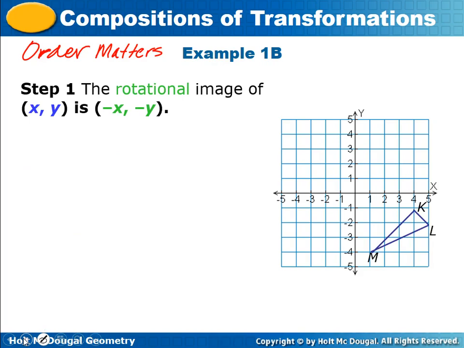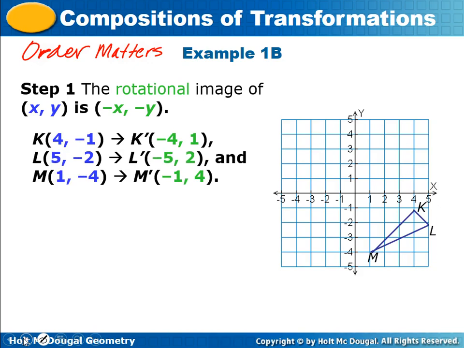So that's our rule for a 180 degree rotation, negative x, negative y. So that means all my points that I already have, I'm just going to change the signs of all of them. And I'm going to get a K prime, an L prime, and an M prime.